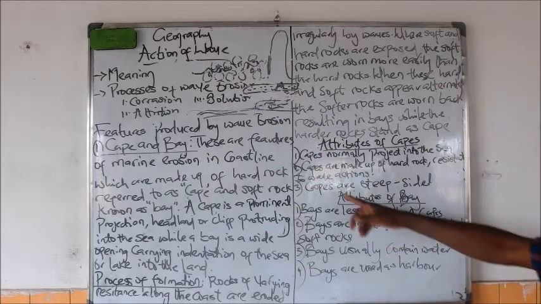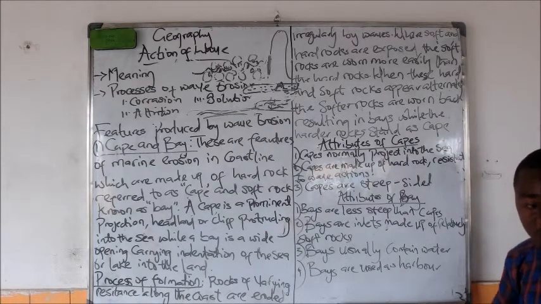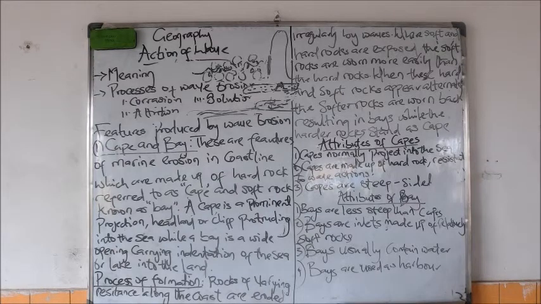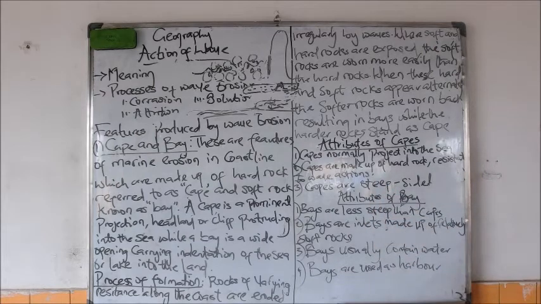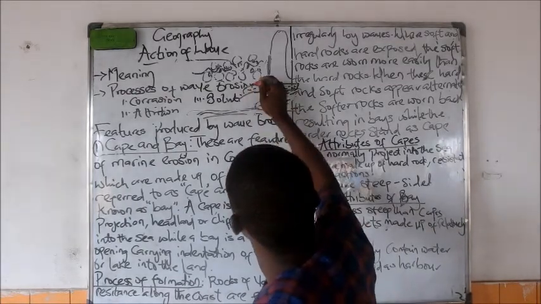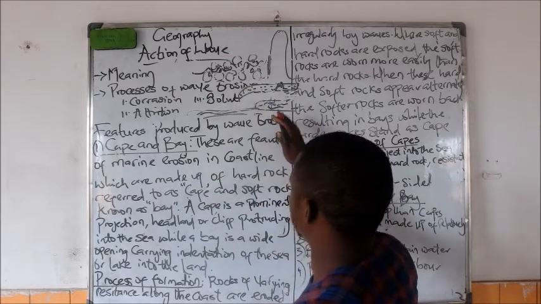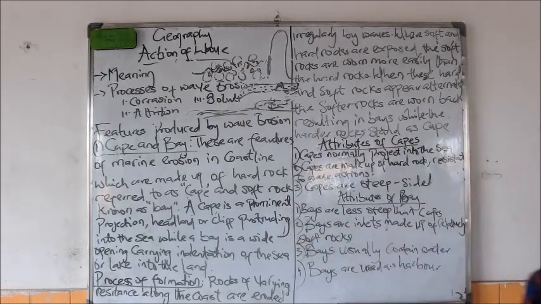Two, capes are made up of hard rock, resistant to wave action. I said it the other time. So, capes are usually made up of what? Hard rock, and they have high resistance to any form of erosion, usually toward wave action. Now, the third one is that capes are steep-sided. They are steep-sided in the sense that, if you draw it like this, they are steep like this, because marine erosion will have shaped this.